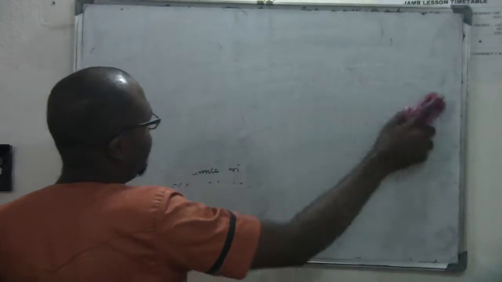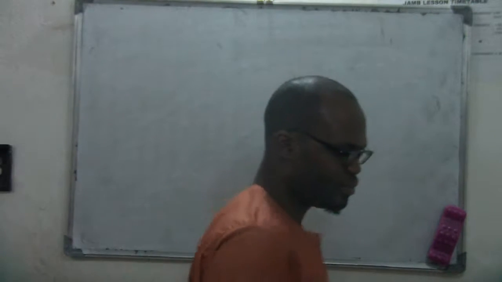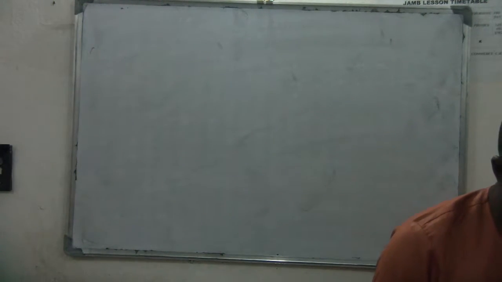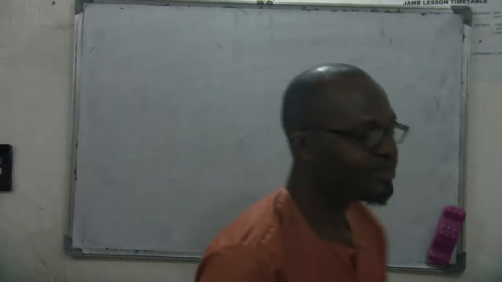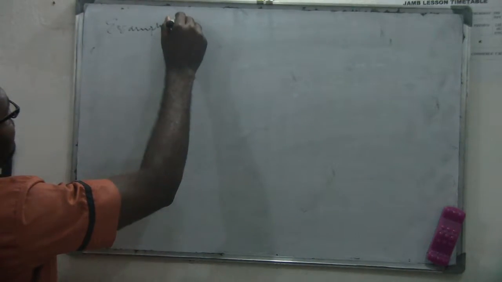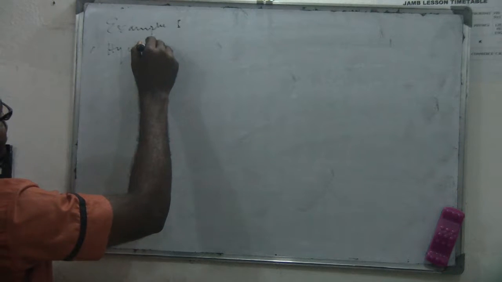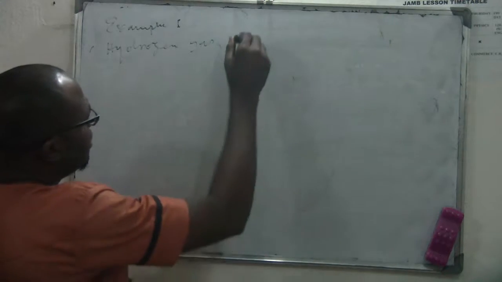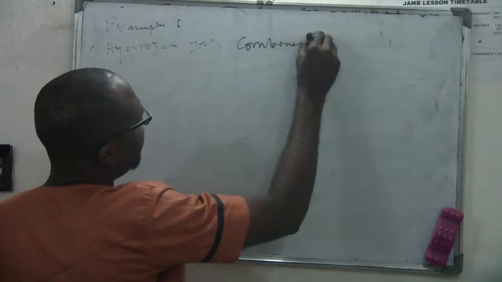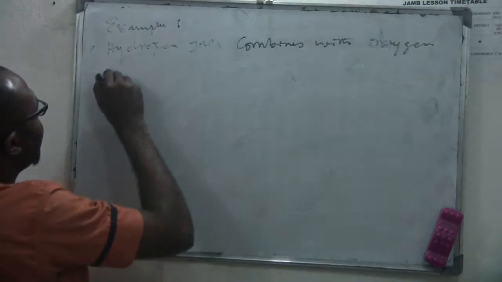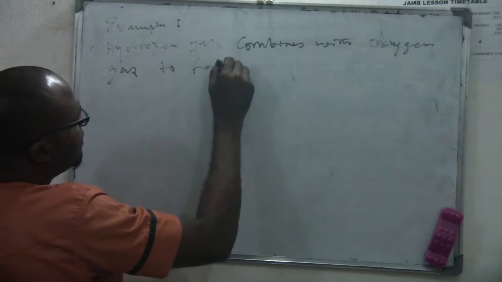So we are going to demonstrate this equation balancing with the following examples. Example 1: hydrogen gas combines with oxygen gas to form what? Steam.